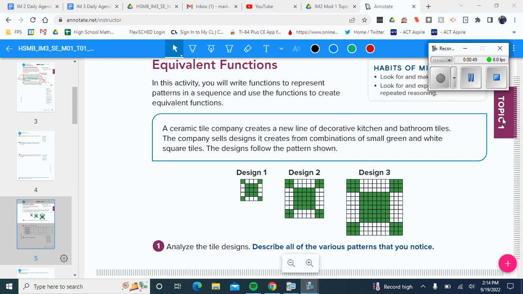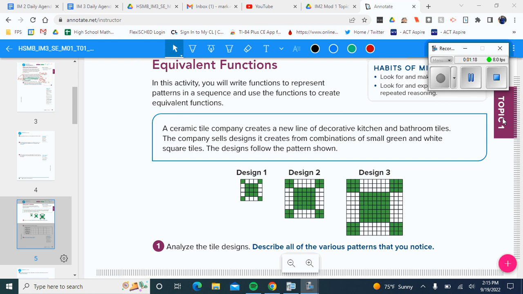In problem 1, we are going to analyze the tile designs. We're just going to describe as many patterns as we can observe of different parts of each design itself. Then we are going to put those expressions for those patterns in the table for problem number 2. And then we're going to answer problem 3.